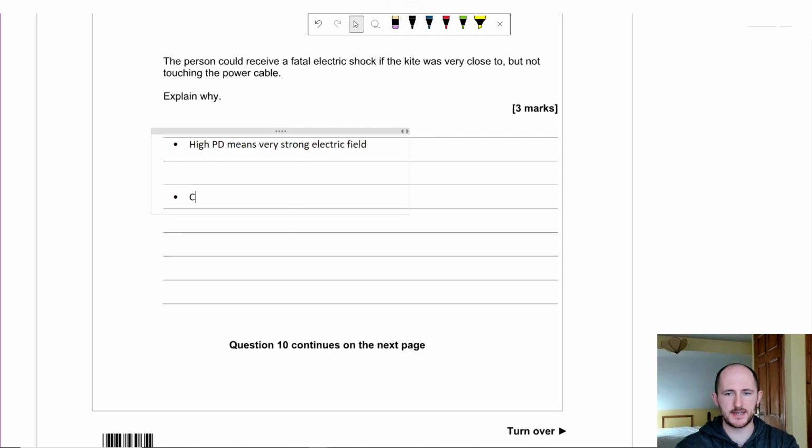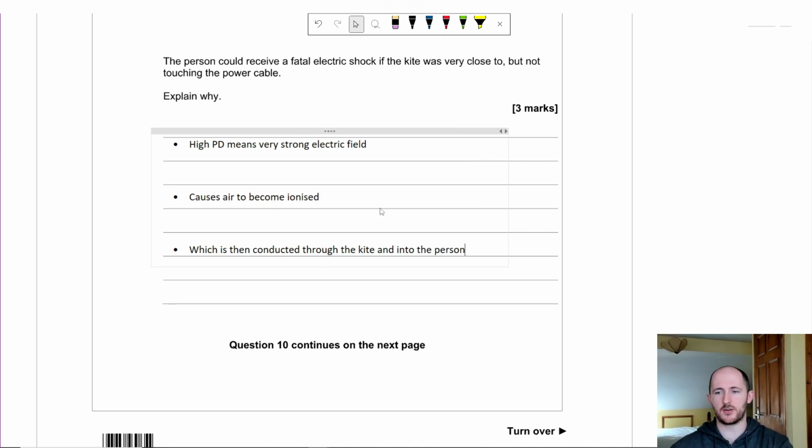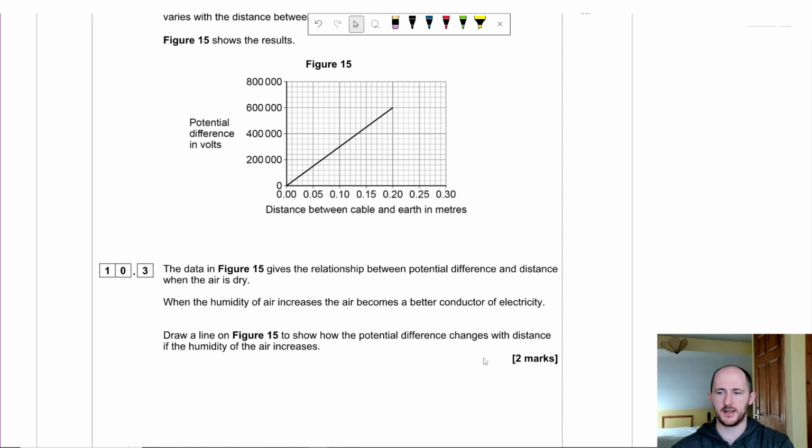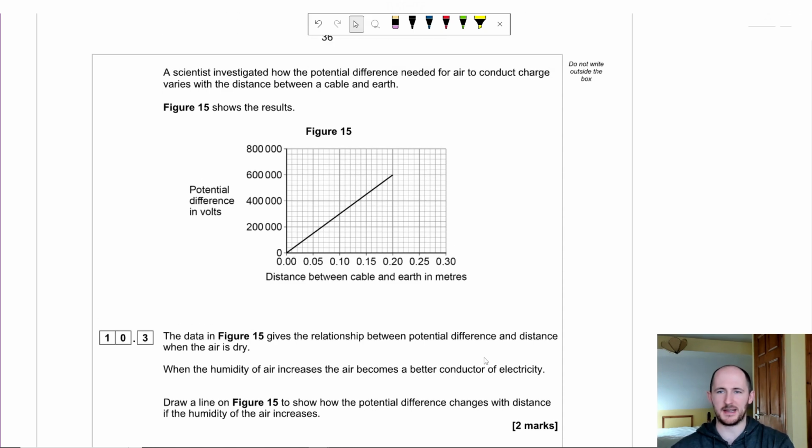So this can cause air to become ionized, which is then conducted through the kite and into the person. So even if you're not touching the overhead power cables, if something's very close to it, there's basically a little mini lightning strike between the cables and the metal or the conductor that will then pass through and go straight into you, which will kill you horrifically, because voltage is very, very bad. It'll basically cook you from the inside, which is very exciting, right? I'm kidding, it's not, it's horrible.